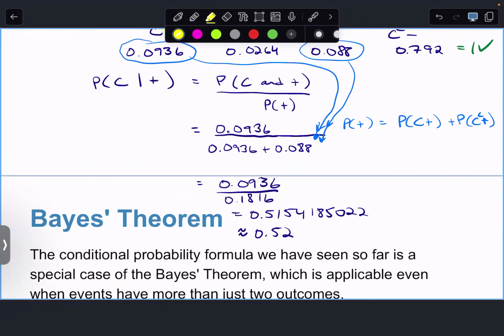So now the scenario is what? A woman went and got tested positive, then tested positive again. What's the probability that she has cancer? 52%, 0.5. Still kind of low.